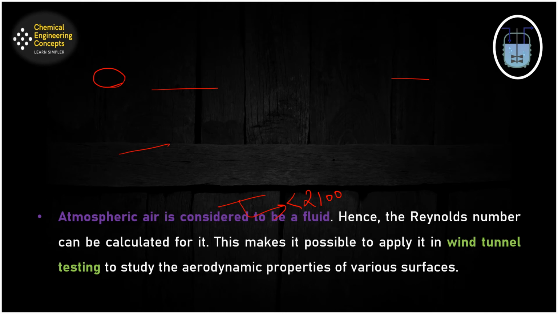Also, it has a huge number of applications. The Reynolds number has a huge number of applications, one of them being wind tunnel testing. The velocity of air will tell the aerodynamic properties of the viscous surfaces that are going to be used in the wind tunnel testing.